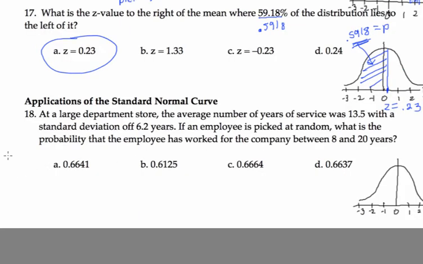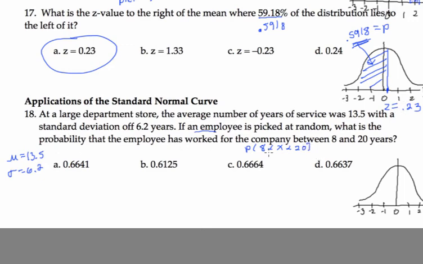A large department store, the average number of years of service, so the mean amount of service, was 13.5 years, with a standard deviation of 6.2. If an employee, so one employee, is picked at random, what is the probability that the employee had worked between 8 and 20 years? So what's the probability that our data value is between 8 and 20?